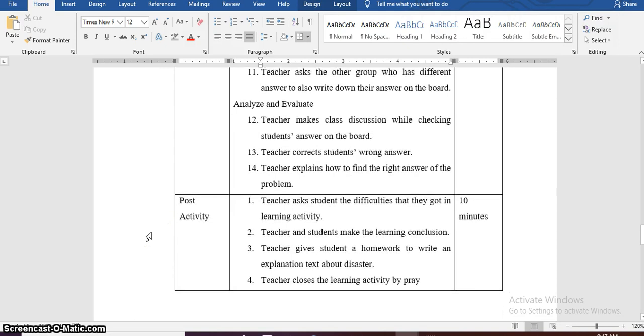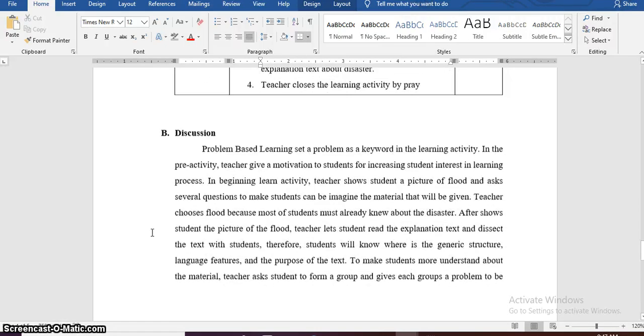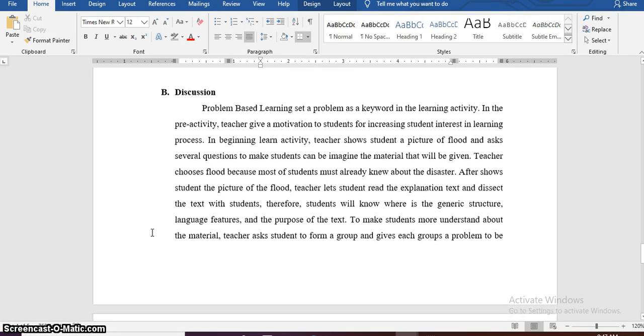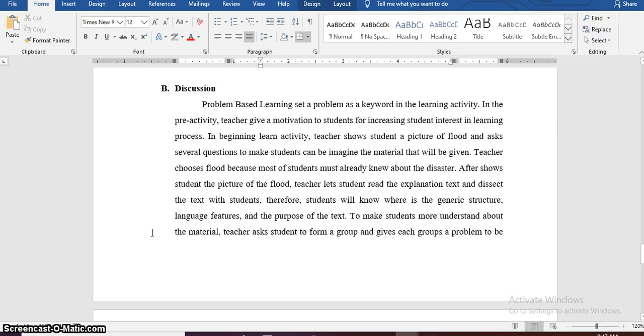So that is the learning activity of the lesson plan, and then we move into the discussion. Problem-based learning sets a problem as the keyword in the learning activity. In the pre-activity, the teacher gives motivation to students to increase their interest in the learning process. In the beginning activity, the teacher shows students a picture of a flood and asks several questions so students can imagine what material they will learn.